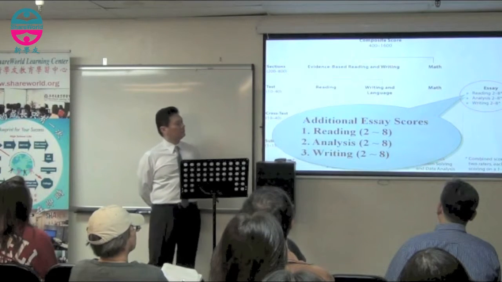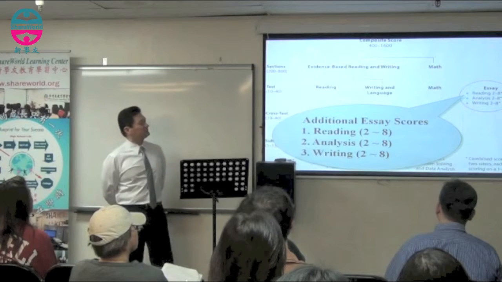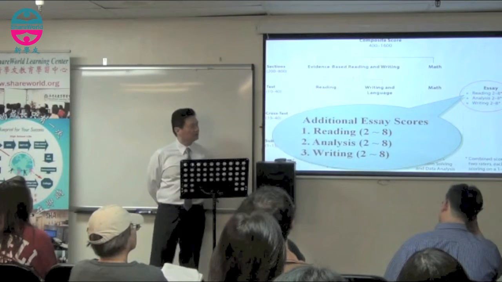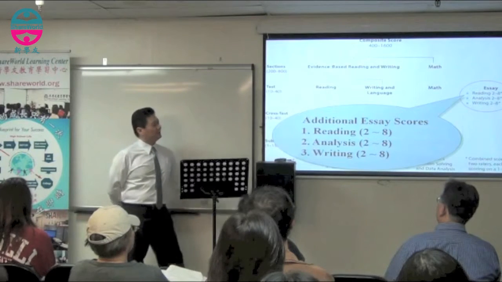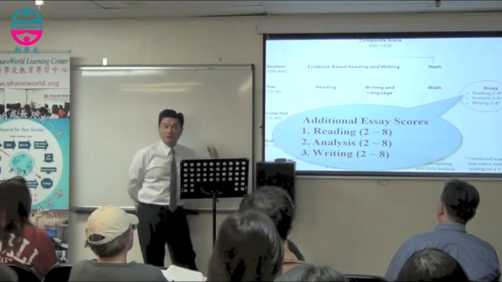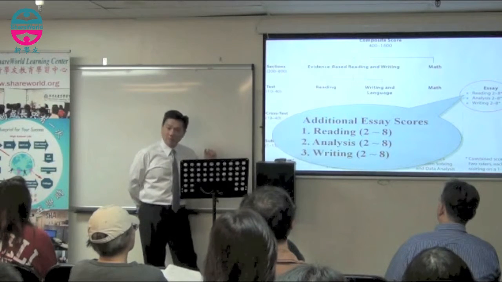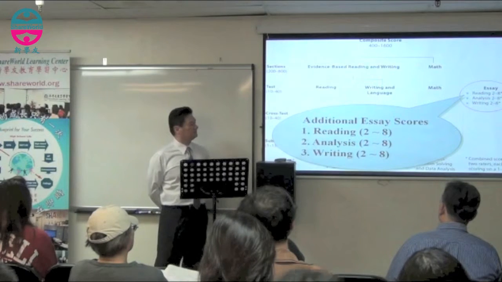Reading part, 2 to 8 points. Analysis, 2 to 8 points. Writing, 2 to 8 points. Each section is rated by 2 graders. Each grader will give 1 to 4 points. Then at the end, they add them up. I think this is really fair, right?